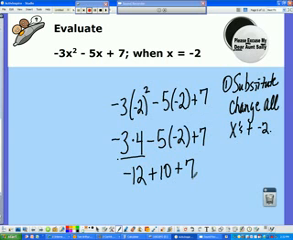And then we're going to add, next step is, since we've taken care of all of the multiply and divide, we're going to add and subtract. So negative 12 plus 10 gives us a negative 2 plus 7 for a final answer of 5.